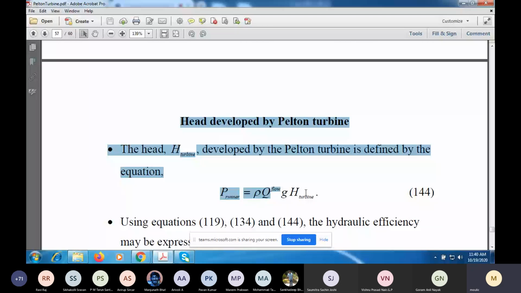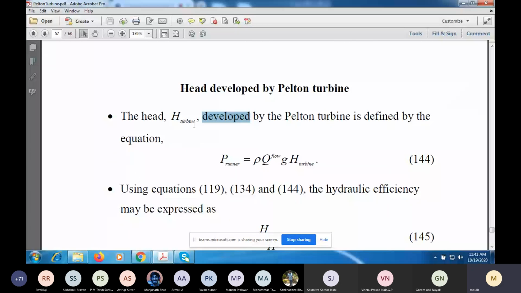So head developed by the turbine, if I call it H with a subscript turbine, or sometimes I will simply call it HT. If you have the head developed by the turbine, you can find the power developed by the runner. Or conversely, if the power developed by the runner is given and the flow rate is given, you can find what is the head.